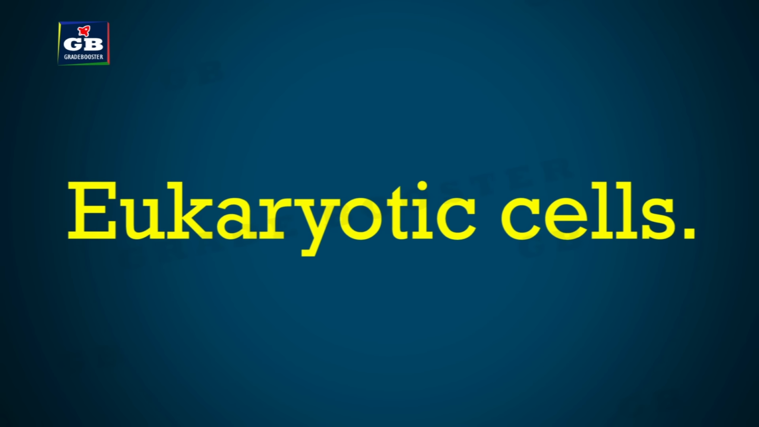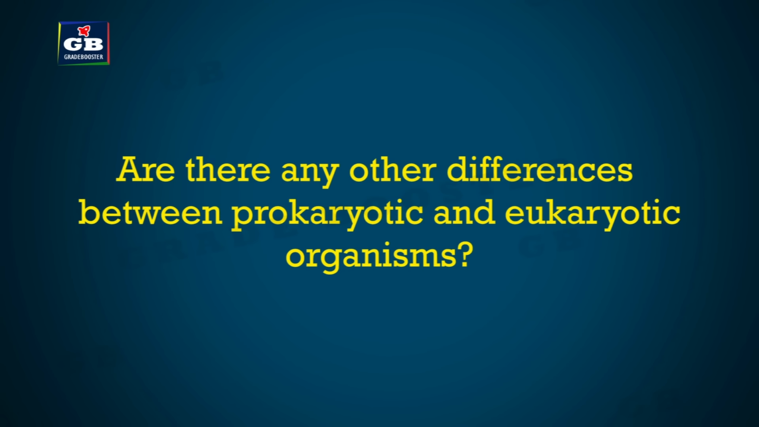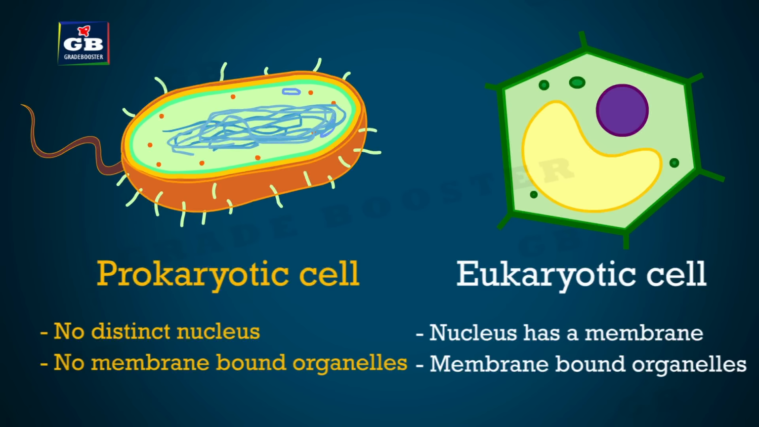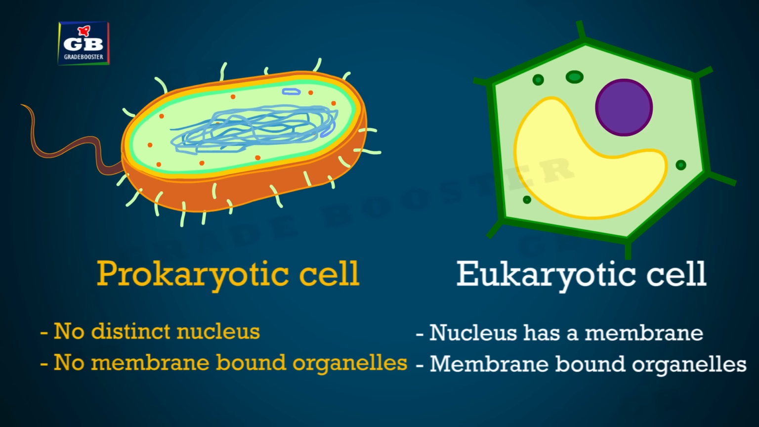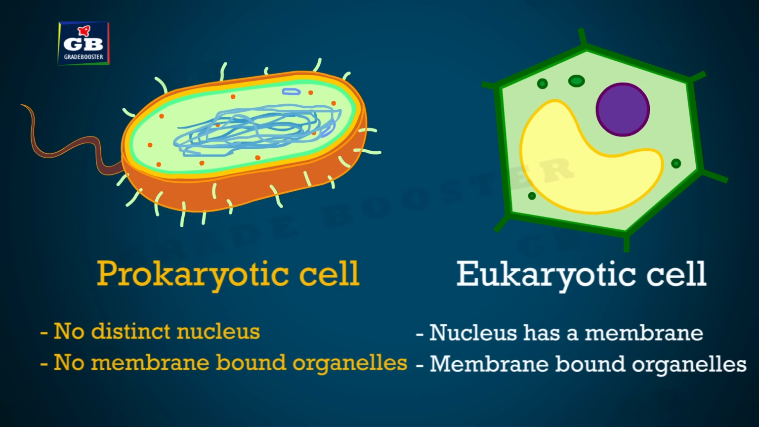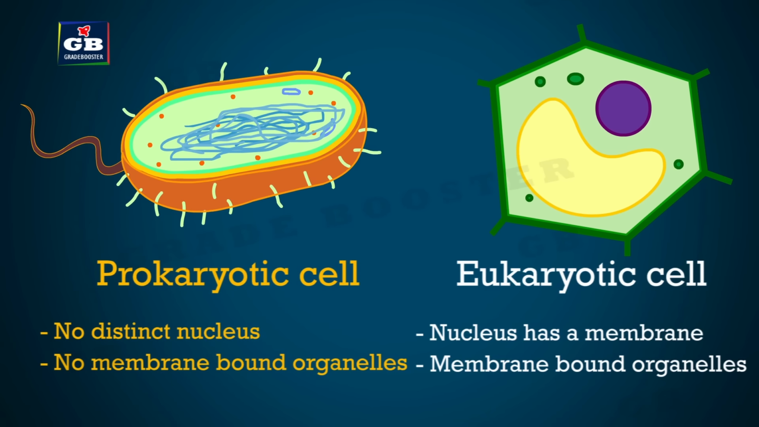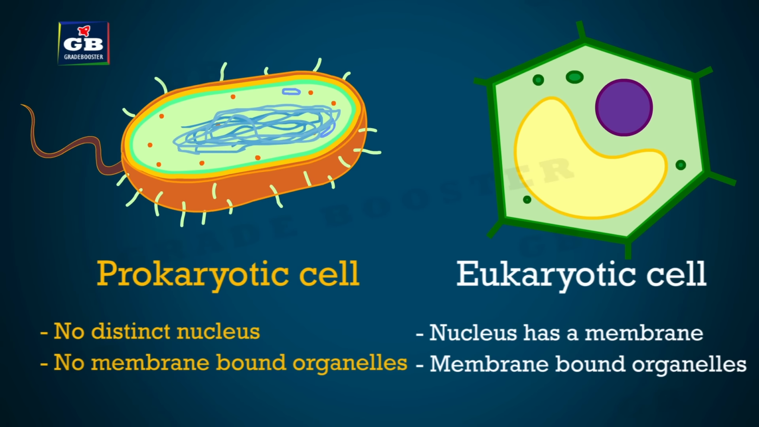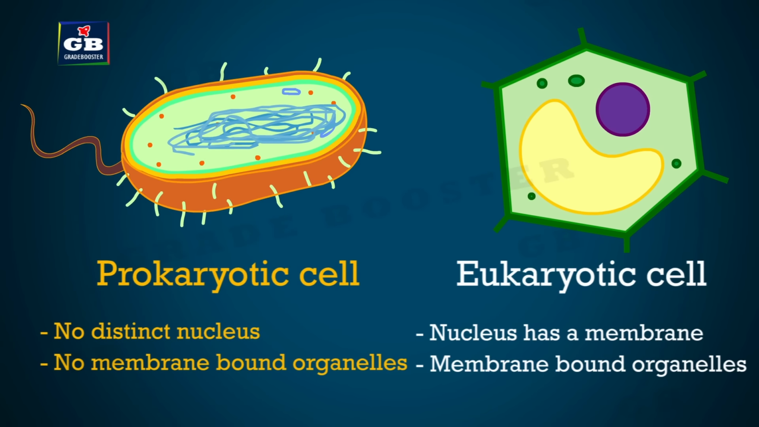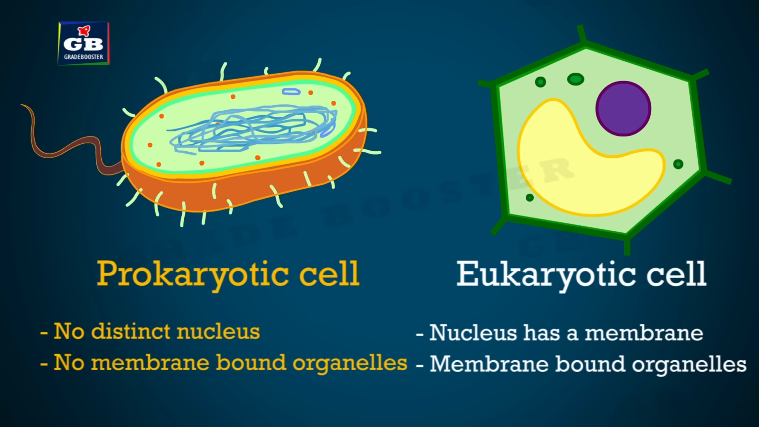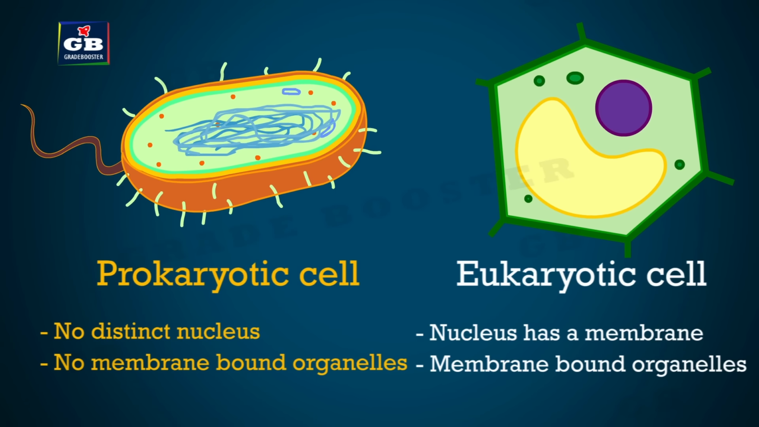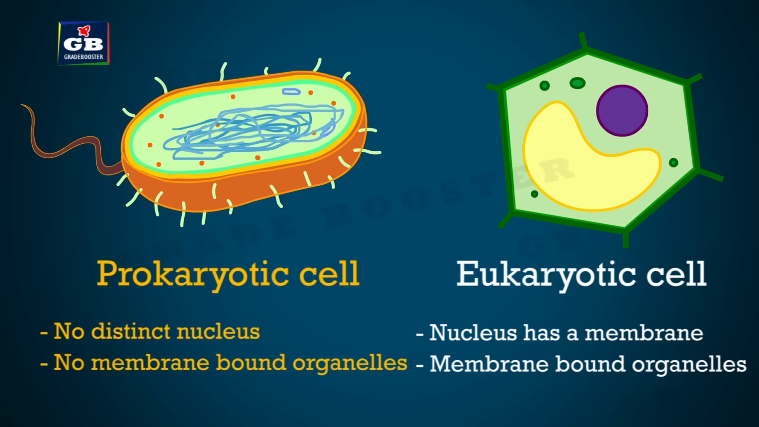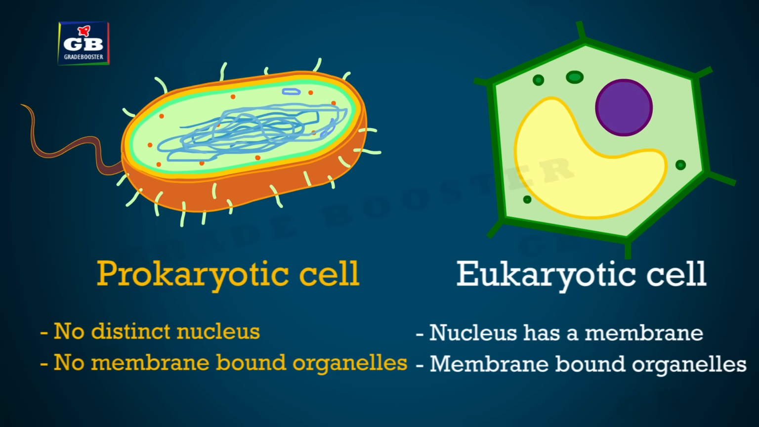Then what are the cells with a clear nucleus called? Eukaryotic cells. Are there any other differences between prokaryotic and eukaryotic organisms? In prokaryotes, beside the absence of nuclear membrane, the membrane-bound organelles are also absent. On the other hand, the eukaryotic cells have a nuclear membrane as well as membrane-enclosed organelles. So by this, we understand that prokaryotic organisms have poorly organized cell organelles compared to eukaryotic organisms.